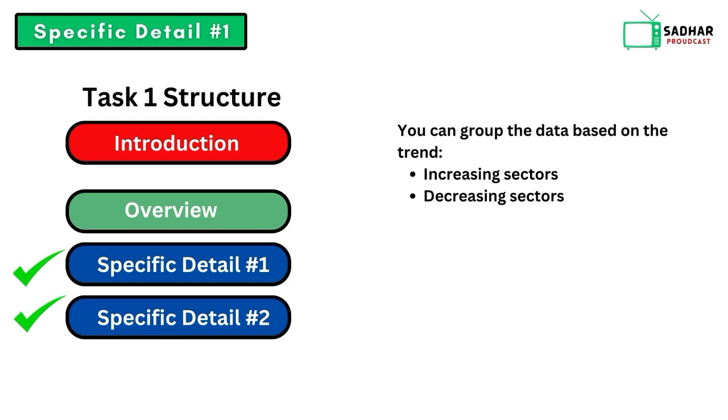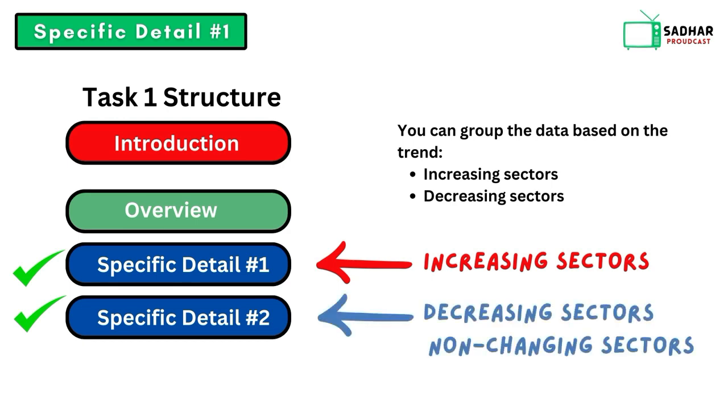So we can group the data based on the trend, like increasing sectors and decreasing sectors. So for paragraph 3, we describe the increasing sectors. And then for paragraph 4, we describe the decreasing sectors. And we'll see if there is a non-changing sector. So I put non-changing sectors here in this specific detail 2.